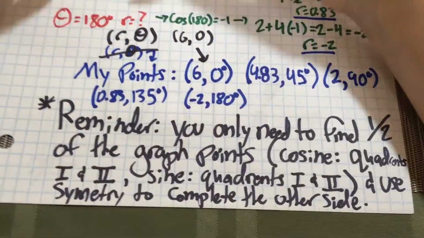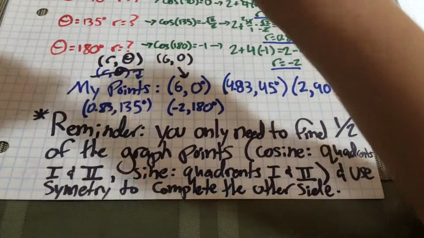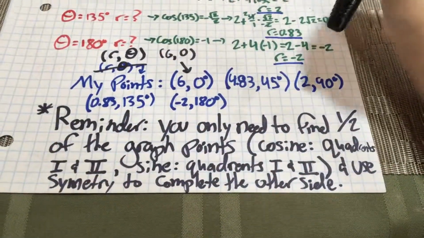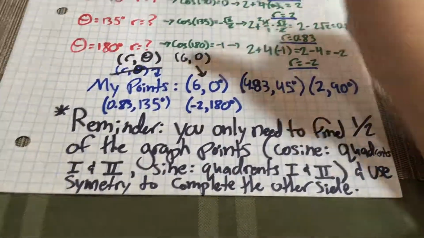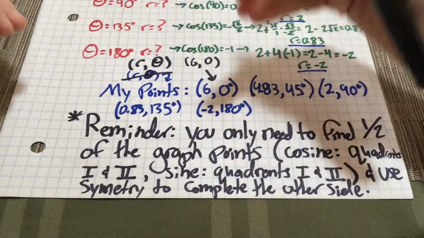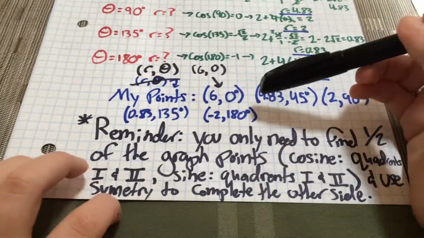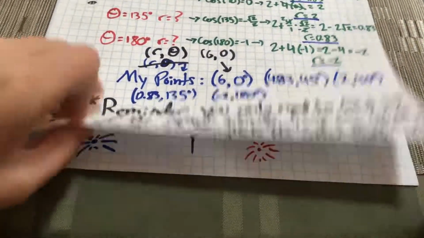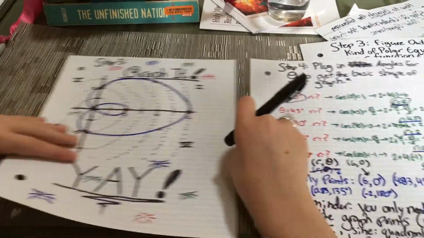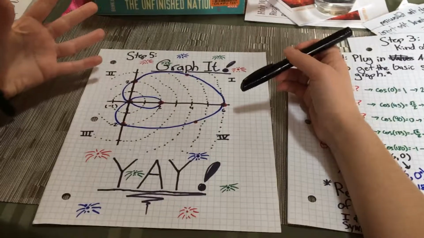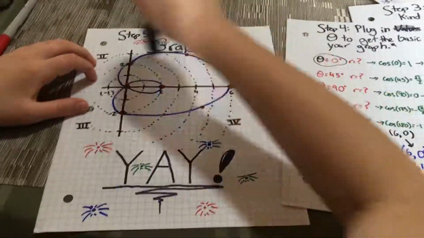And so notice I didn't go past 180. I didn't go all the way up to 360, which would be a full circle. And the reason I did not do that is because I can use symmetry to complete the graph. Now you can graph all the way to 360 if you want to, but this just saves you a lot of time in the long run. So yeah, I can use symmetry to complete the other side. So now that we have all our points here, we can literally just graph the equation. We put all our points here, and this is what our graph is going to look like.